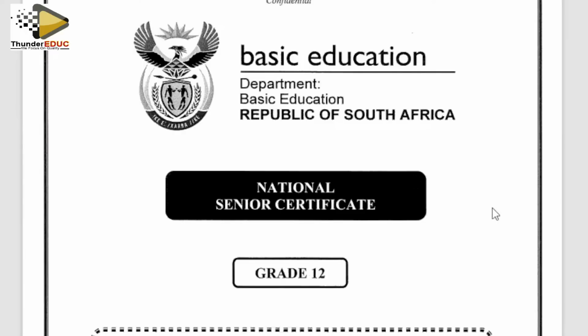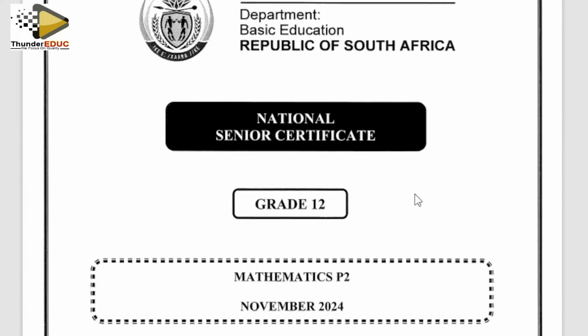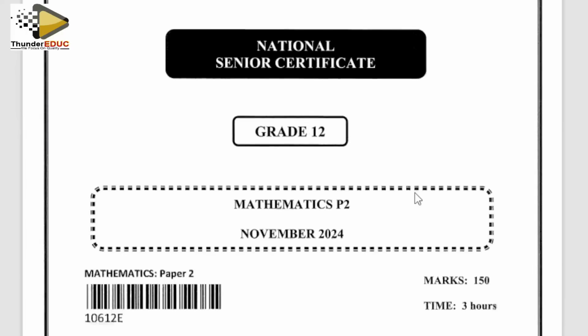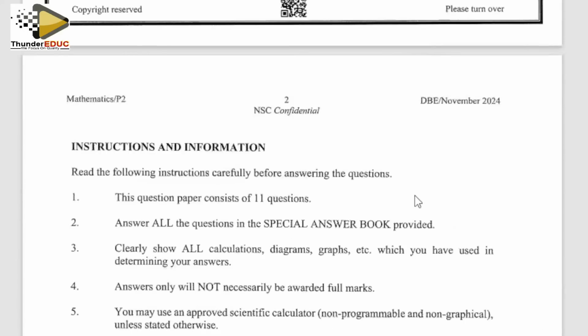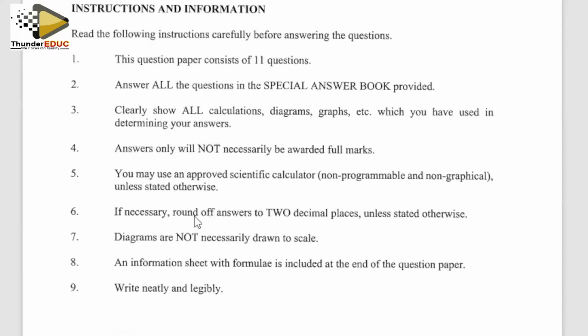Proposed memorandum for Mathematics Paper 2, Grade 12, November 2024. The paper is 3 hours, 150 marks. The instructions: we have 11 questions. We're going to use a special answer book. Answers only will not be awarded marks, so we shall show the breakdown. Calculator: if necessary, we must round off our answers to 2 decimal places unless stated otherwise.